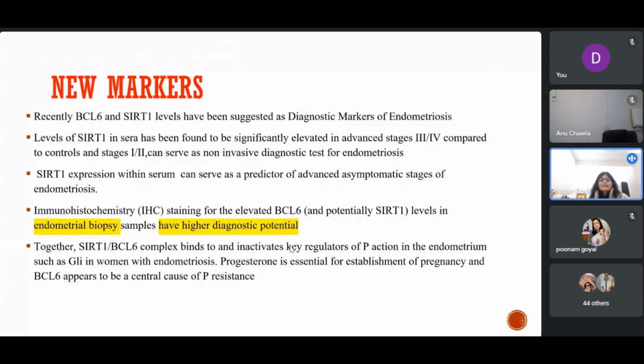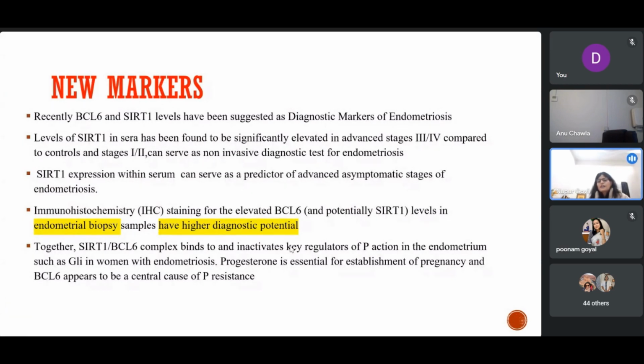Recently, new markers, as we discussed, BCL6 and SIRT1, have come. The great thing about these markers is that they are the simplest way to diagnose hidden endometriosis, and where the endometrium expresses these markers, it indicates there is progesterone resistance.